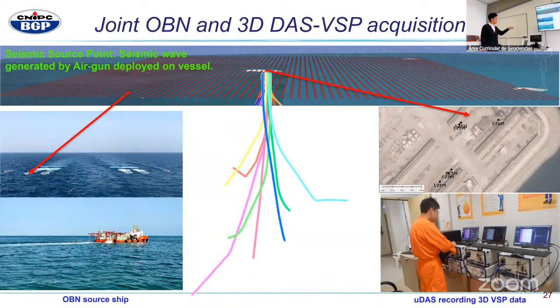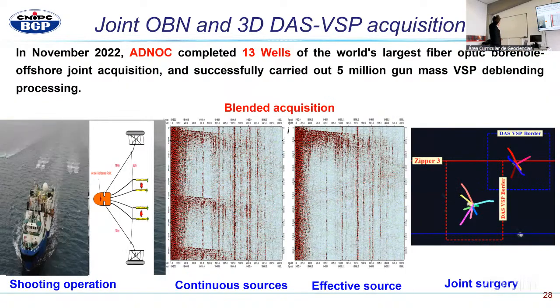And this is just the OBN shape, and we use the air gun source, and we record with the OBN and DAS system together. And you know it's a very large project. This is a blended acquisition. So the first thing for DAS, one challenge is that this is a blended acquisition. We need to do the blending precisely.